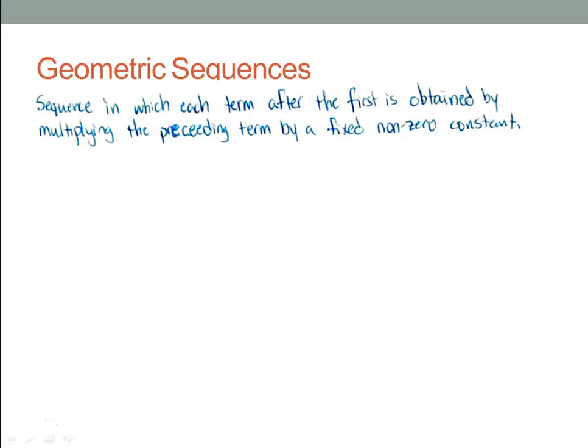So let's dive right in. Geometric sequences are very much like arithmetic sequences, except each term after the first is obtained by multiplying the preceding term by a fixed non-zero constant. That's called the common ratio. So you'll see what these look like. They're very simple. Just think of them like multiplication tables, really, and that's all it is.